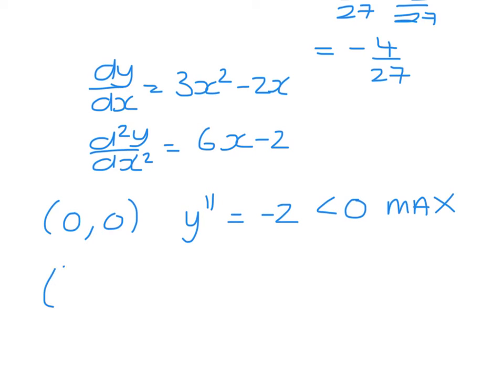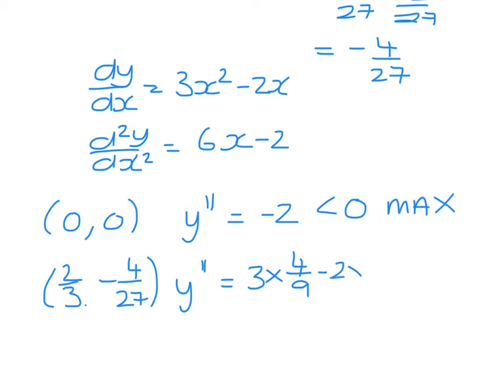When x is 2/3 and y is minus 4 over 27, the second differential will be 3 times 4/9 minus 2 times 2/3. So that's going to be 4/3, take away 4/3, which is 0. And we know if one was the maximum, then the other must be a minimum.